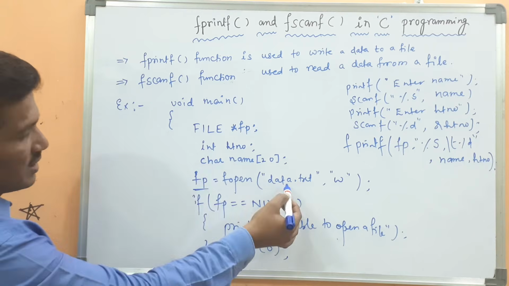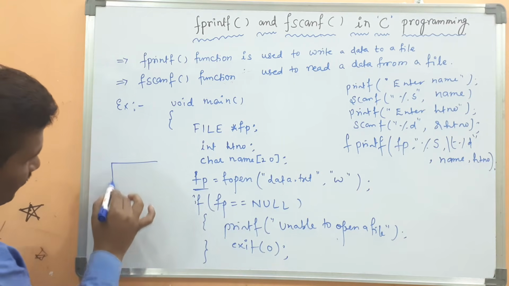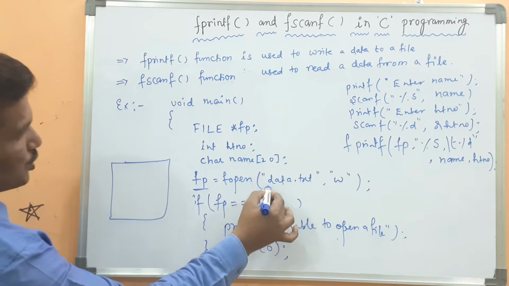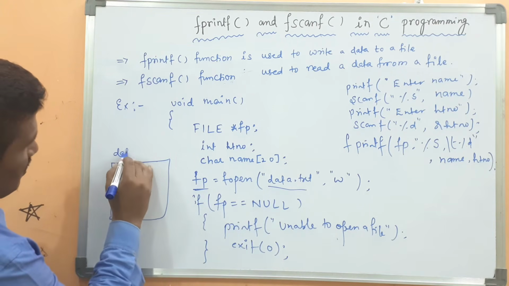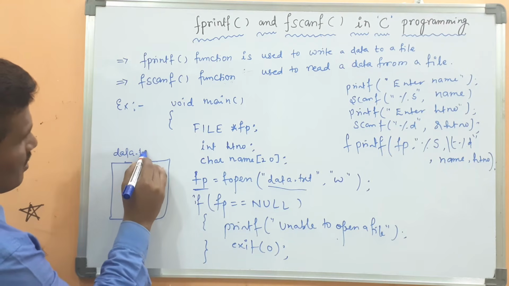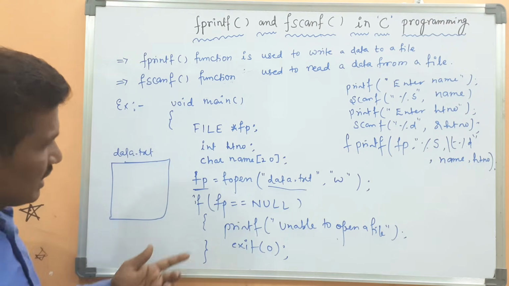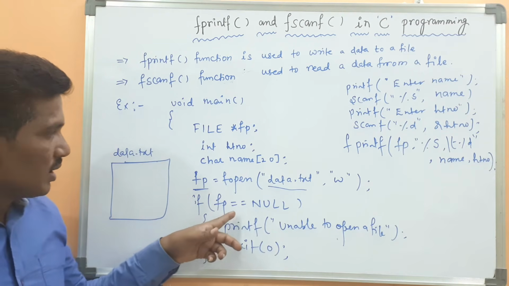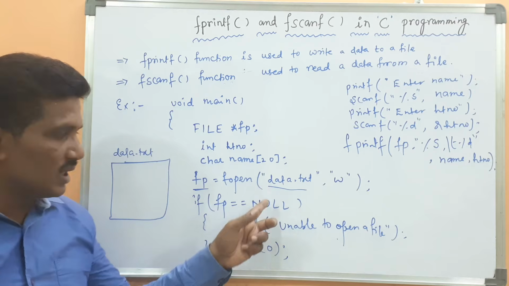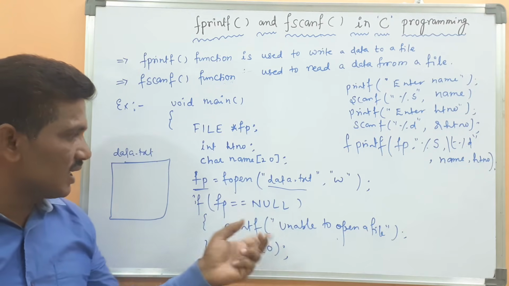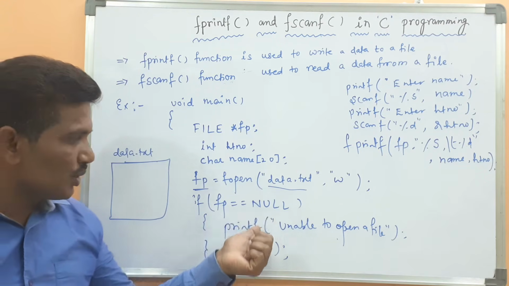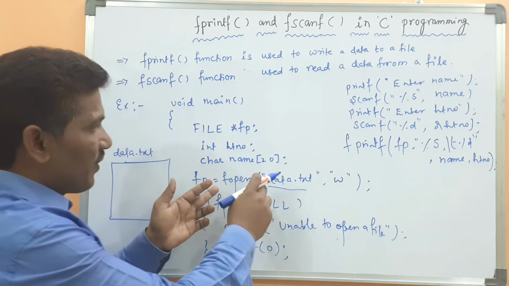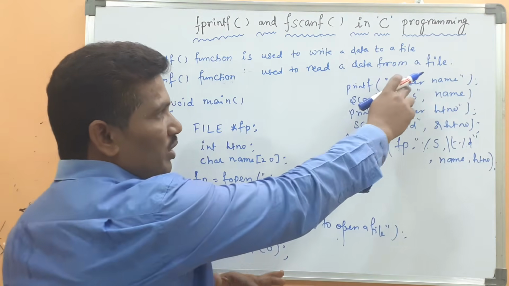Here, whenever the file has been created, what is the file name? It should be data.txt, a text file. If the file has been created, the condition returns false. Therefore, if the file has not been created, the file open function returns null, the condition returns true, and printf "unable to open a file", exit. The program has terminated. Then if the file has been created, control will come to over here.